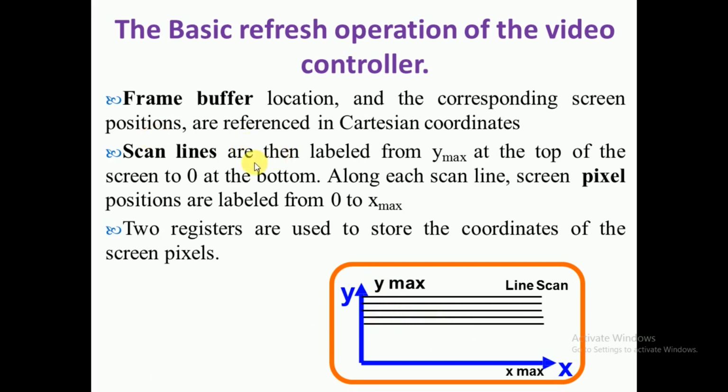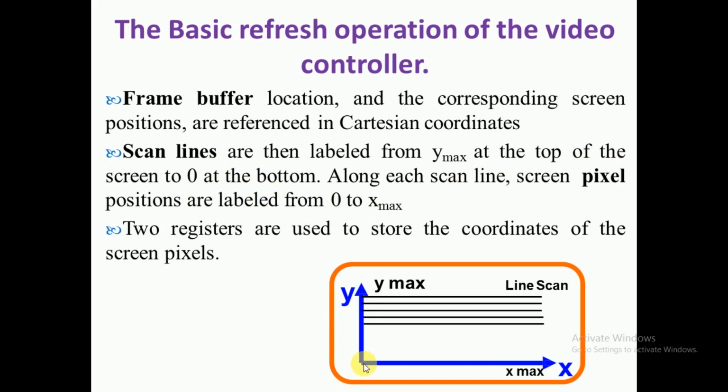Then scan lines are labeled from y max, because it always comes from the top. If your origin is here, then this will become y max. If you have taken the origin of your monitor somewhere here, then automatically it will become y max, right? That's why it starts at y max at the top of the screen to 0 at the bottom.